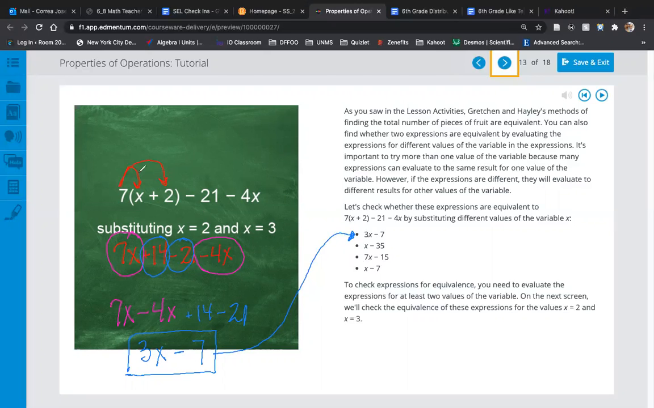All right. Any questions on this slide here? This is probably the most complicated slide of this lesson.